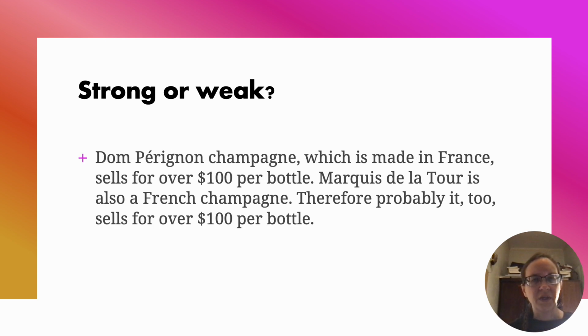This one I thought was tough because it kind of depends on what you know, again, about French wine, which I know nothing about. So it says Dom Perignon champagne, which is made in France, sells for over $100 a bottle. Marquis de Cour is also French champagne, therefore it probably too sells for over $100 per bottle. He says this one's weak, but I don't see it, because to me it seems like it could be true, or it could be a good argument, because again, it all depends on what you know about French champagne. But he says it's weak.